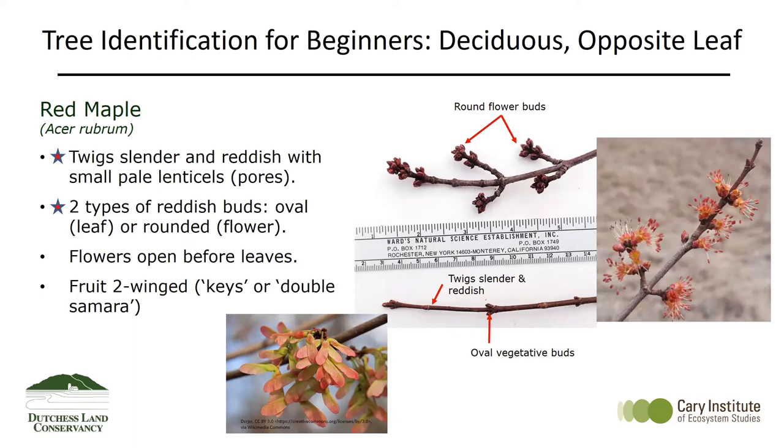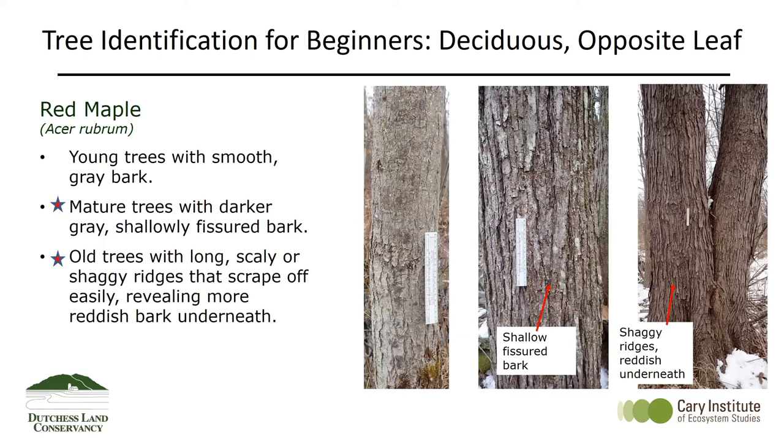The bark of red maple helps to easily recognize that species. Young bark can be gray and smooth and then eventually starts to split and develop shallow fissures like we see in the middle. Old trees have long scaly bark with scaly, shaggy ridges. If you run your hands across it, those ridges will snap off and you can see reddish bark underneath. So old red maples are quite easy to recognize once you get a picture of what the bark looks like.